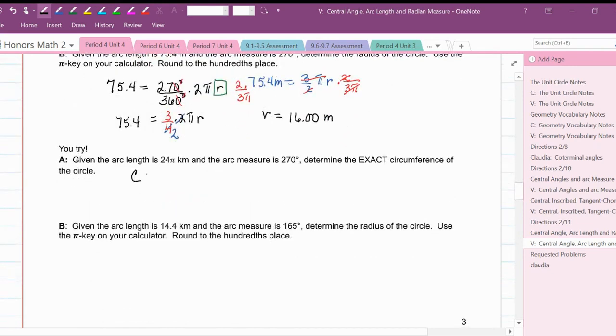Right. Here our circumference would be 32 pi kilometers, and our radius is 5.00 kilometers.